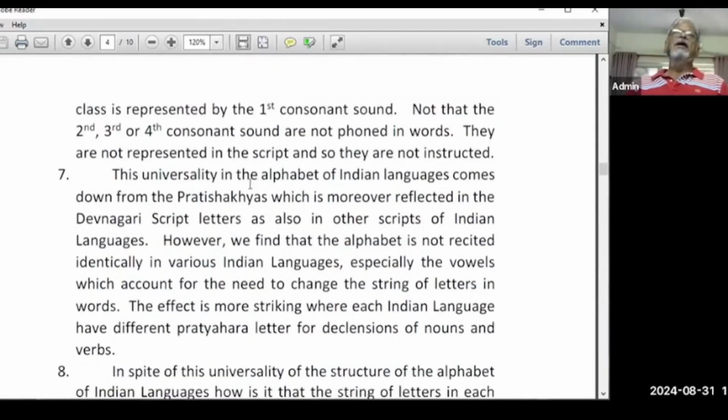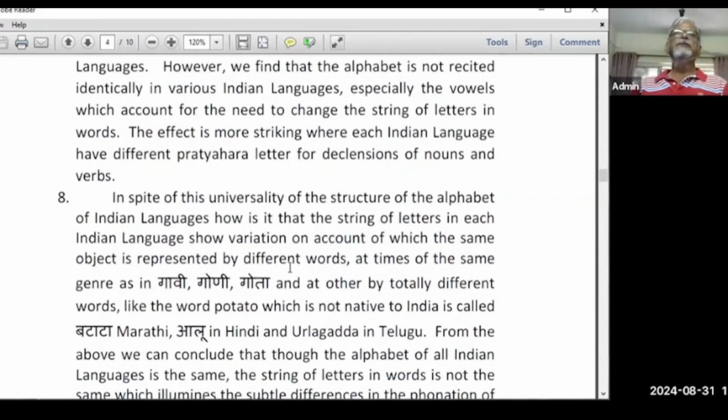The universality in the alphabet of Indian languages comes down from the Pratishakhyas, which is moreover reflected in the Devanagari script letters, as also in other scripts of Indian languages. However, we find that the alphabet is not recited identically in various Indian languages, especially the vowels, which account for the need to change the string of letters in words. The effect is more striking where each Indian language has a different pratyahara letter for declensions of nouns and verbs.